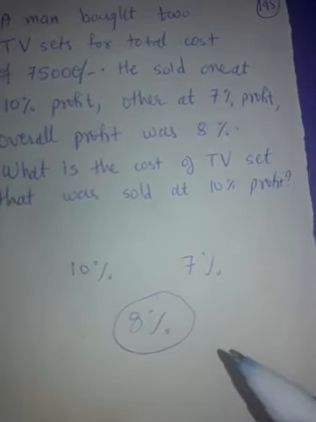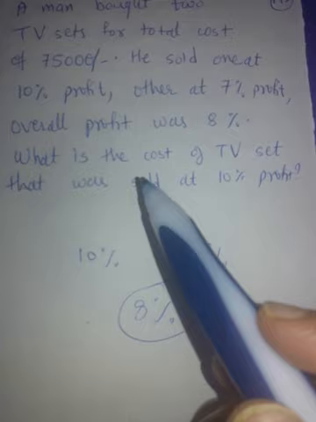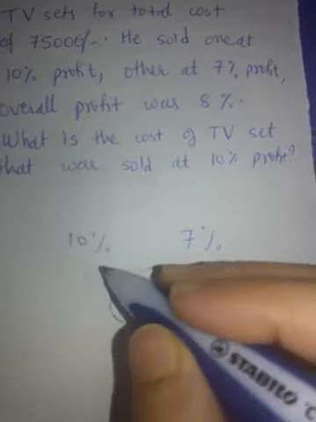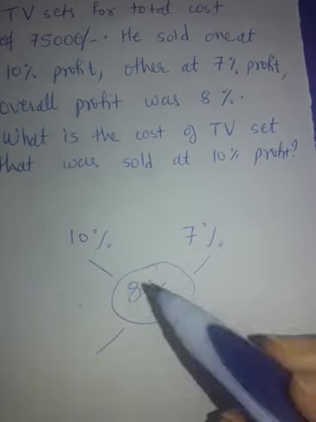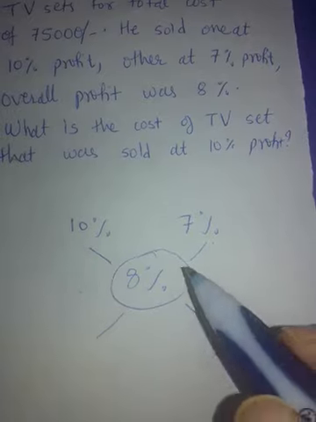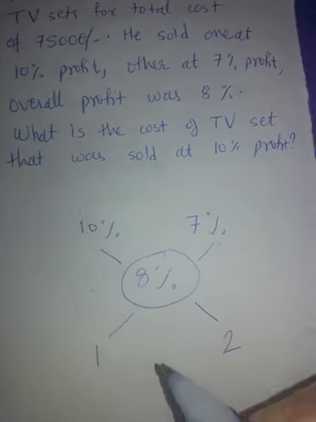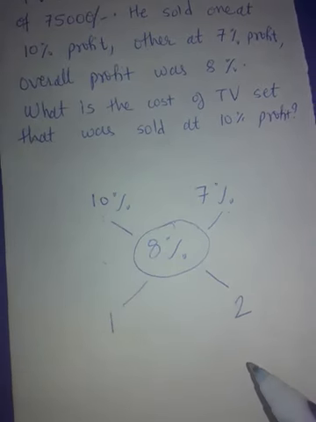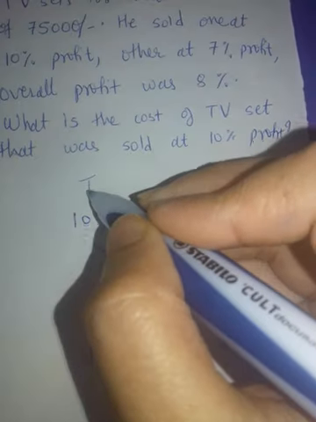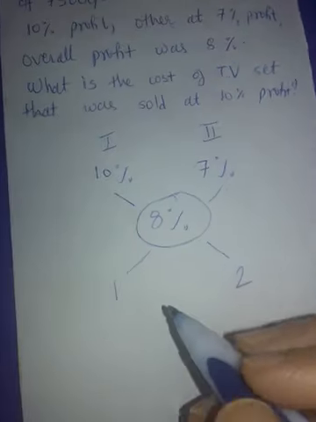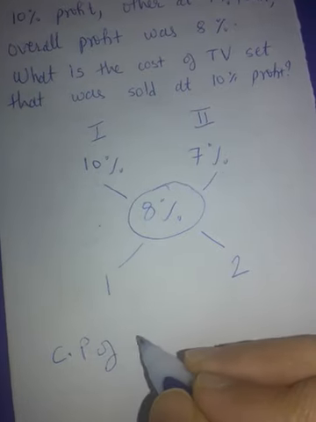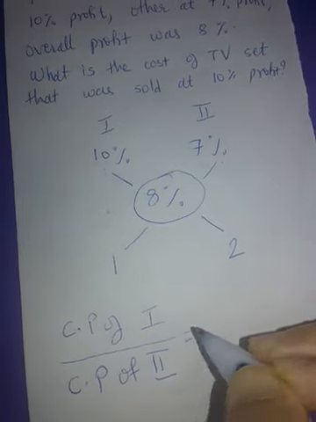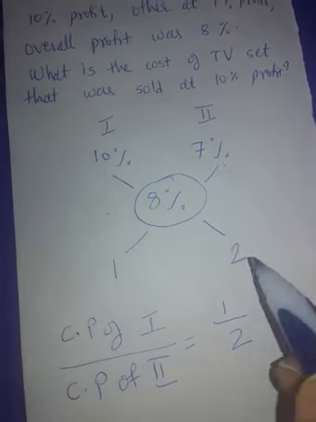Percent profit, percent profit, percent profit. And the question is, what is the cost of TV set that was sold at 10% profit? So what can I do? Take positive difference. 10 and 8, 2. 7 and 8, 1. 1:2. This is going to be the ratio of cost price. Now this is first TV set and this is second TV set. So cost price of first upon cost price of second TV set, this ratio is going to be 1:2.